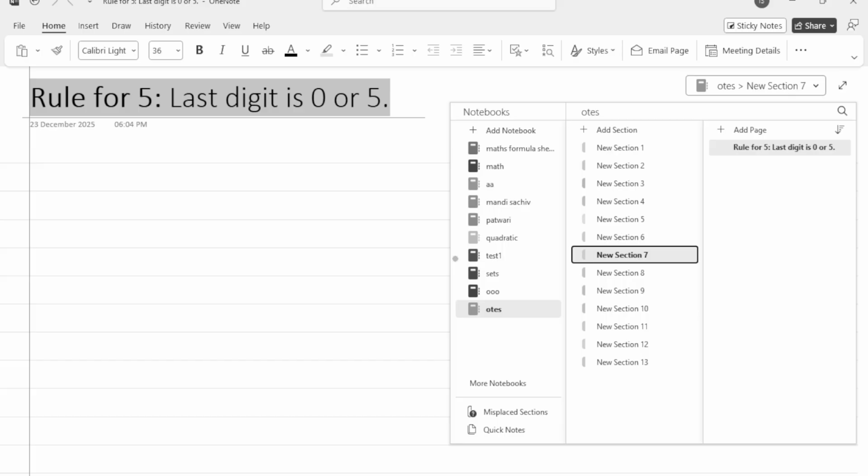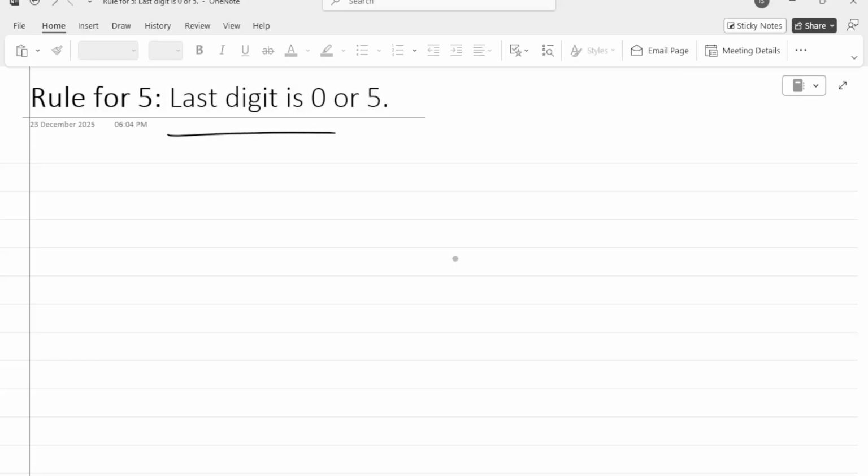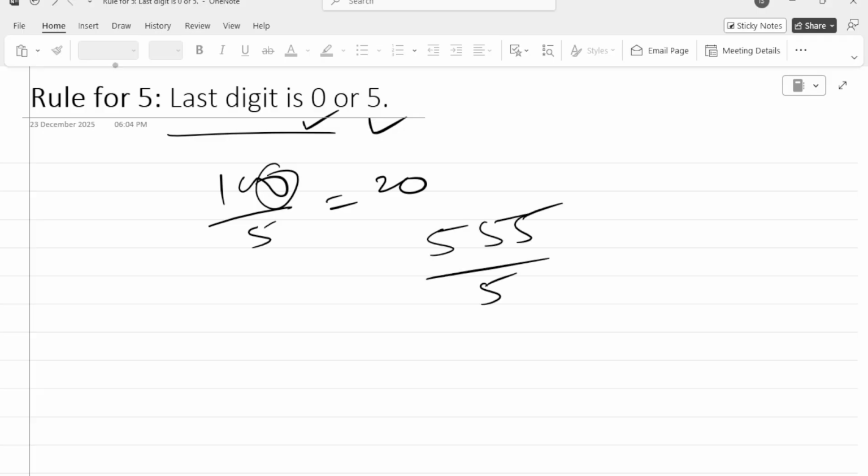If the last digit of a number is 0 or 5, it is completely divisible by 5. For example, we have 100. Make sure that if the last digit is 0, it is completely divisible by 5. Now look at another example, 555. The last digit is 5, so it is completely divisible by 5. That is a simple rule.